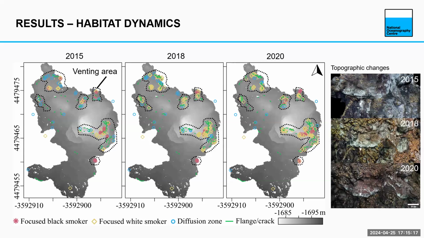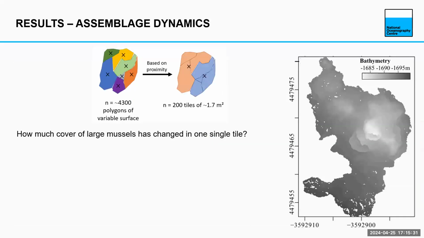All right, so what I want to show you here is that the habitat is relatively stable in general, except within those venting areas. And that might explain as well why we observe such high stability in the previous results. Okay, let's go for a more difficult result.